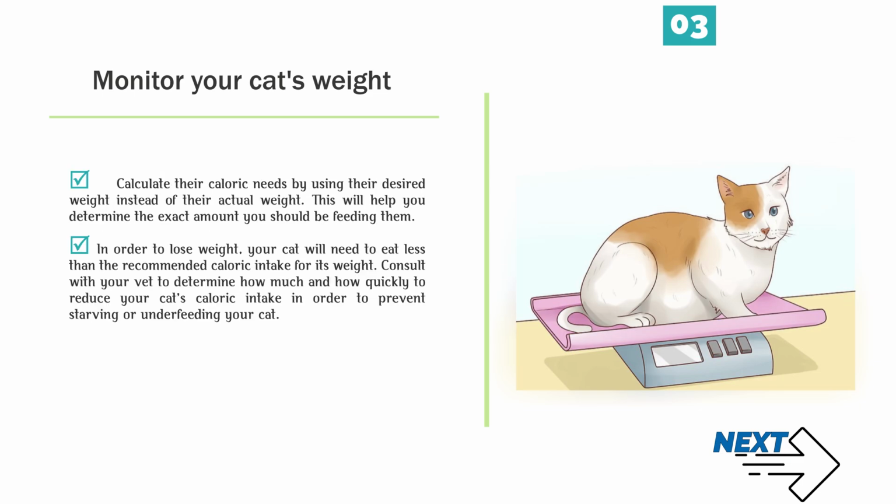Calculate their caloric needs by using their desired weight instead of their actual weight. This will help you determine the exact amount you should be feeding them. In order to lose weight, your cat will need to eat less than the recommended caloric intake for its weight. Consult with your vet to determine how much and how quickly to reduce your cat's caloric intake in order to prevent starving or underfeeding your cat.